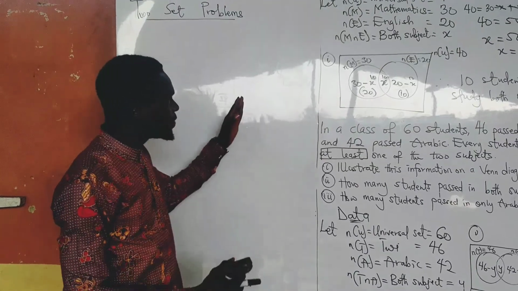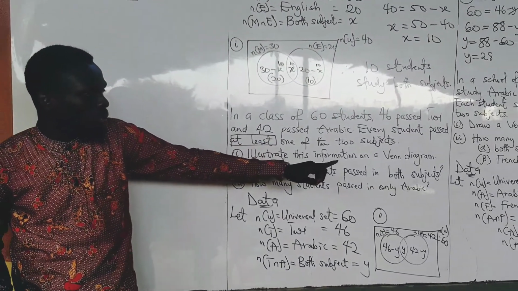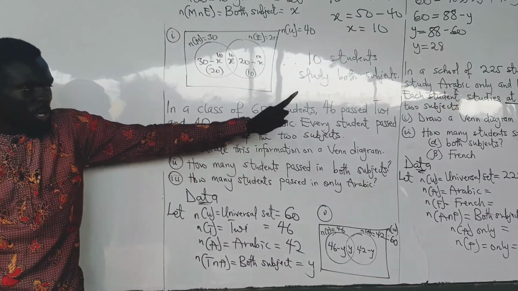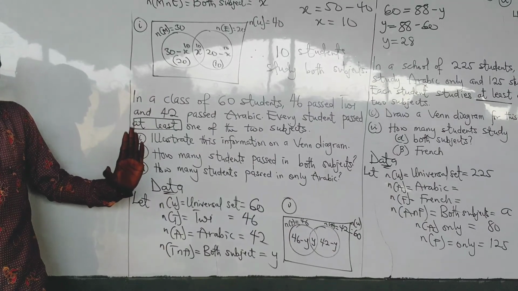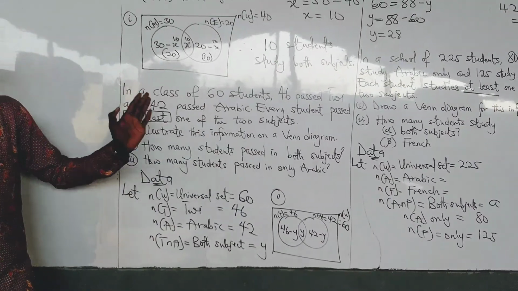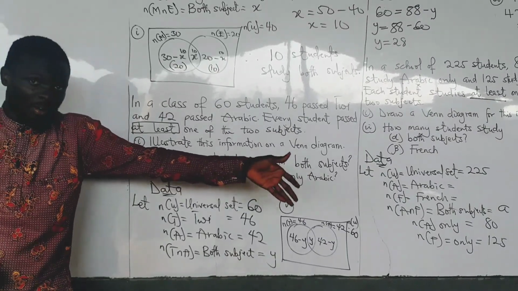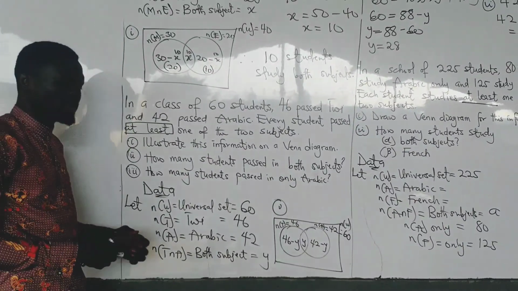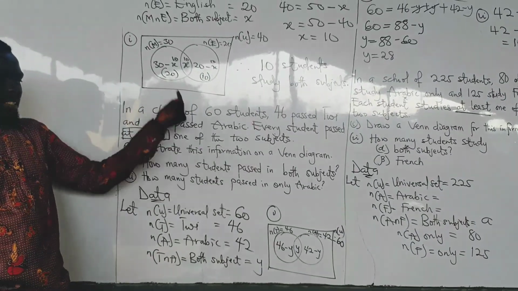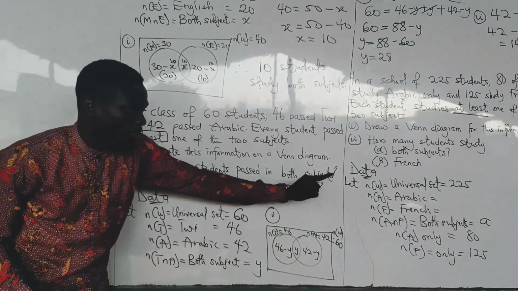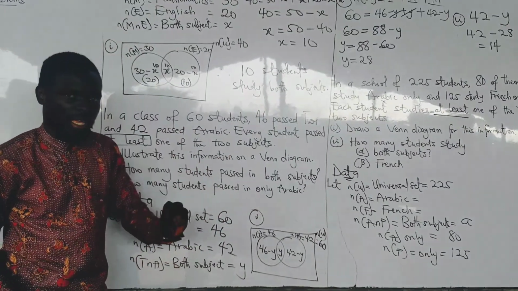Okay, so now we have space to look at it. From the other end there, we have the universal set as 225. But the number of Arabic was not given. The number of French was not given. So we will leave that one, or also represent it with a variable. Then you have the number of A intersection F, which is both subjects. And that one, we have represented it as the variable A.